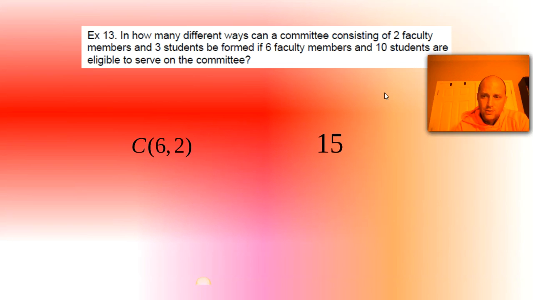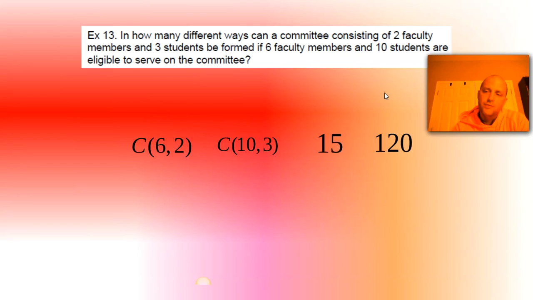Number 1, we look at the committee of faculty members. There are 6 to choose from, and there are only 2 spots. So that's a combination of 6 things, 2 at a time. If I plug that in, that's 15. Then I look at my students. That's a combination of 10 students and 3 spots to fill.